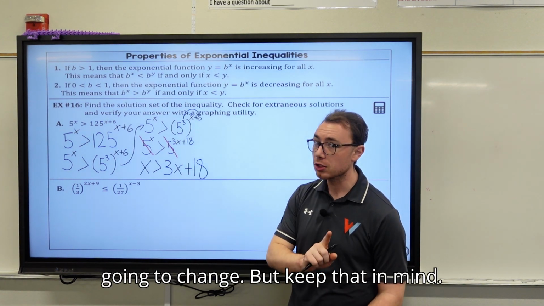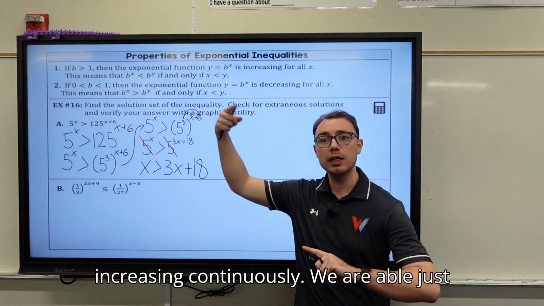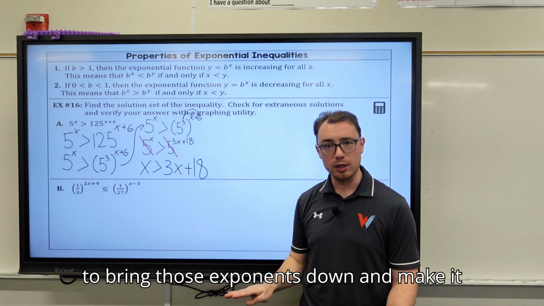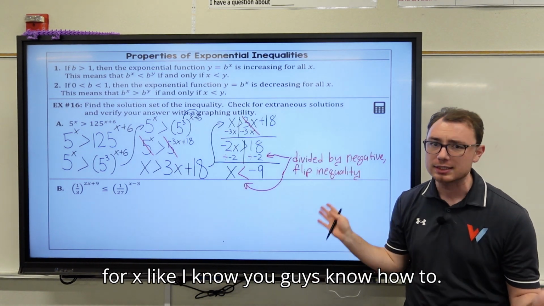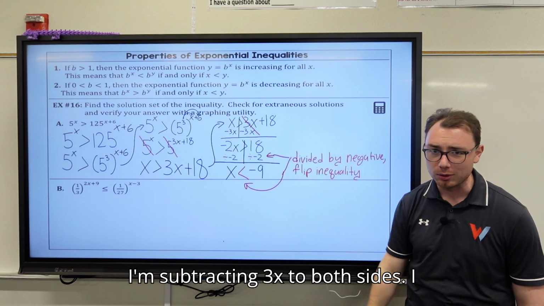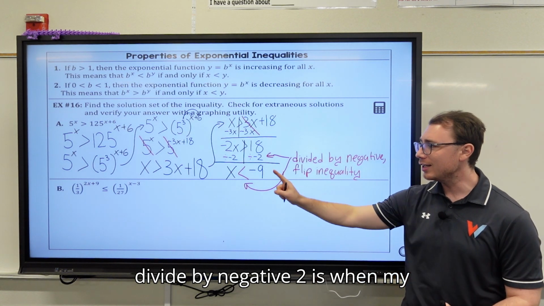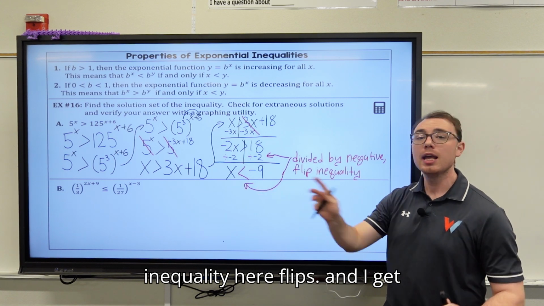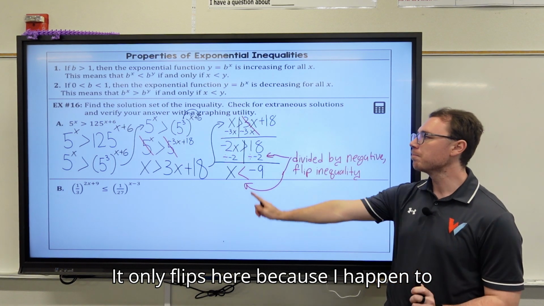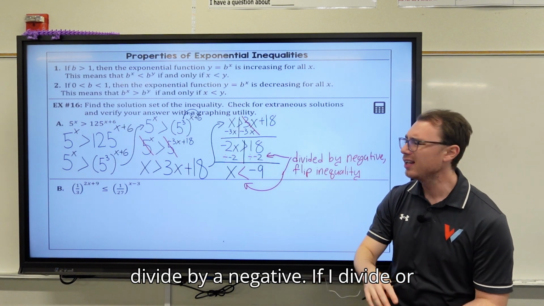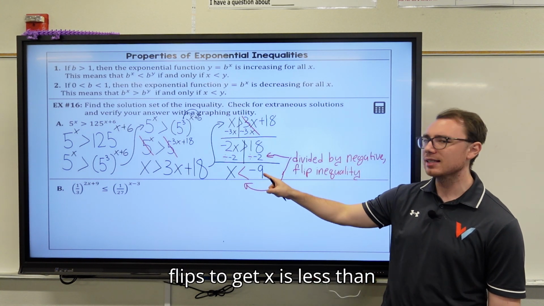In part B, that's going to change, but keep that in mind. If the base is greater than 1, it is increasing continuously, so we are able to just bring those exponents down and make it into this inequality. I now bring that inequality over here and solve for x. I'm subtracting 3x from both sides and dividing by -2, and when I divide by -2 is when my inequality flips, and I get x is less than -9. It only flips here because I divided by a negative. If I divide or multiply by a negative, my inequality flips.